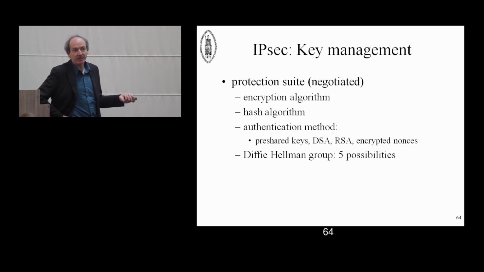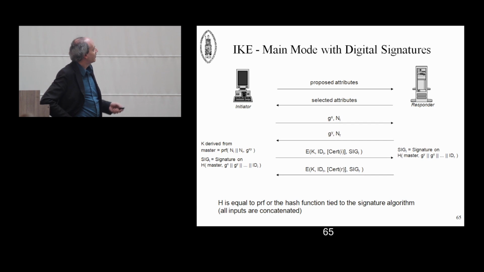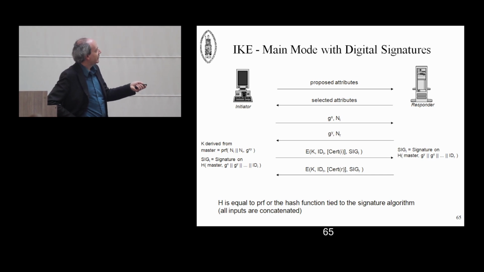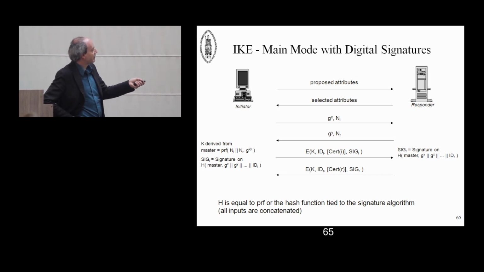If it's complex, don't blame me, right? This is what it is. So I'm not going to explain this here, but essentially this is Diffie-Hellman in a different notation. So G to the X, G to the Y. Then from now on you have a key, so you can encrypt everything.